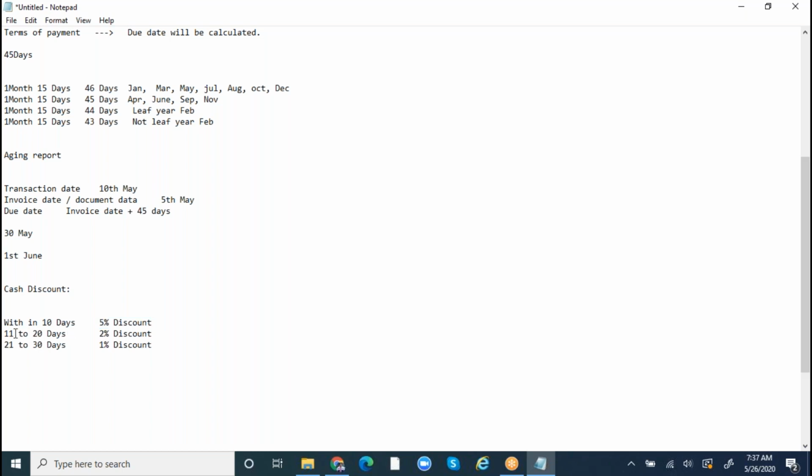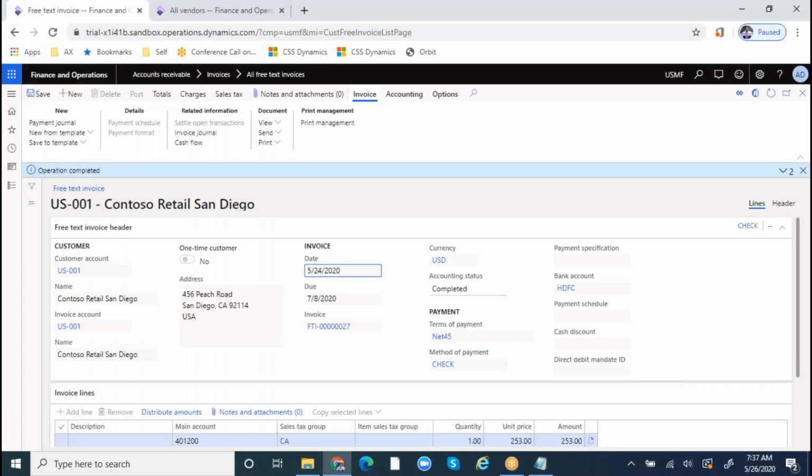For more than 10 days, that means 11th day to 20 days, I will give you 2% discount. If customer has money, he will try to pay money to me. Okay, so this is cash discount. Understood? Along with terms of payment, I will add cash discount. Let me show in the system and we'll come back if you have any doubts. If you have any doubts, we'll discuss here.